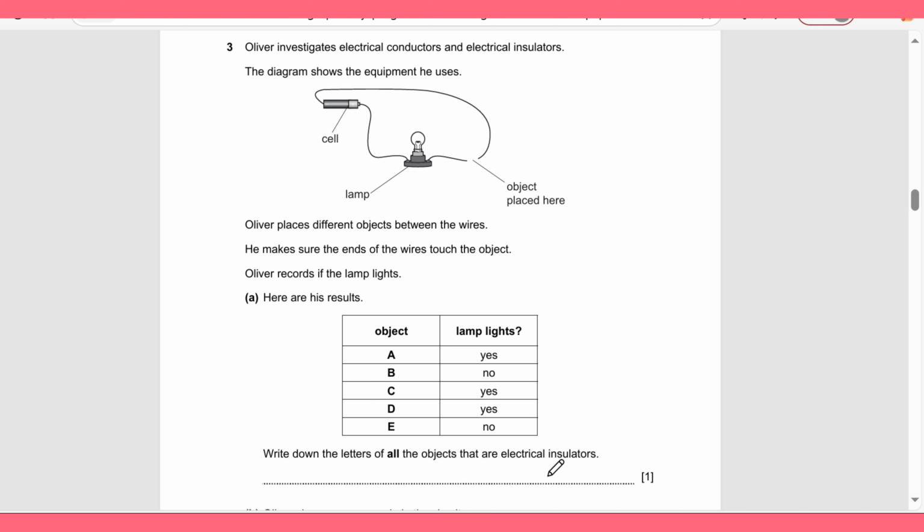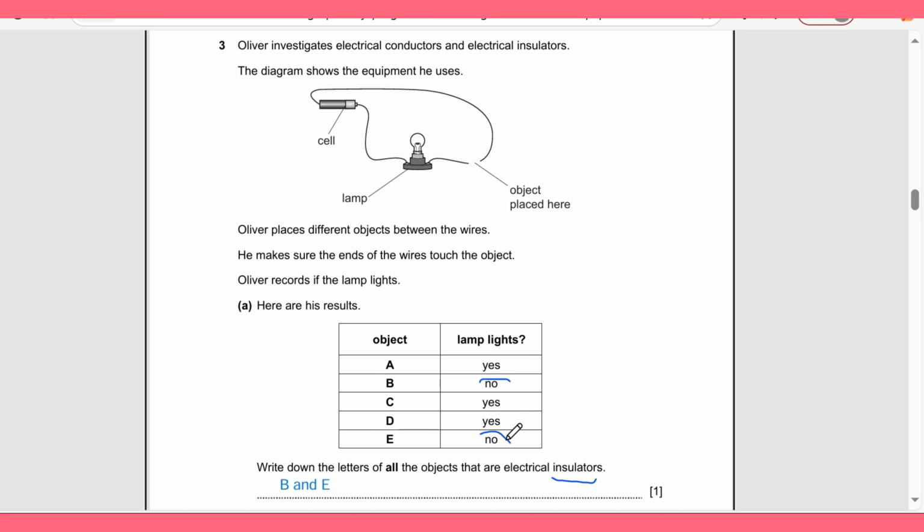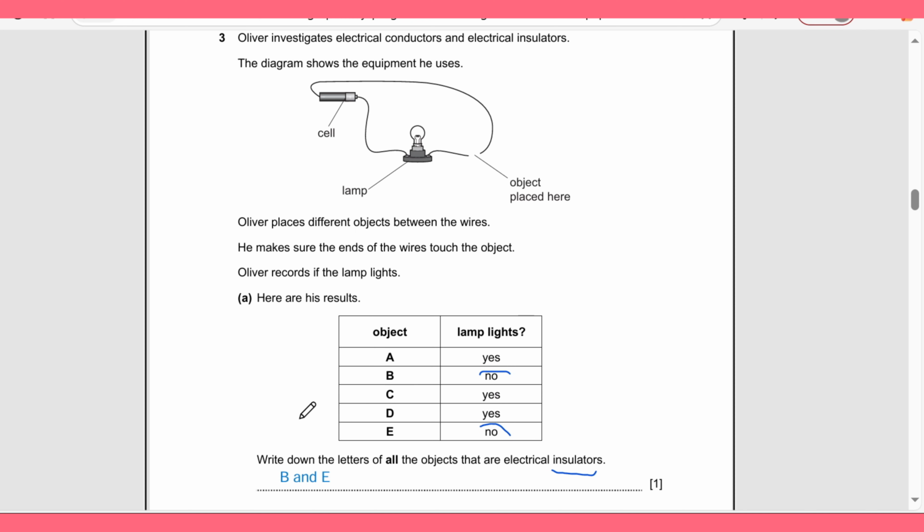Let's check out the answer, guys. So it's B and E, electrical insulators, because electrical insulators do not conduct electricity, so the lamp will not light. That's the reason we choose B and E as electrical insulators. An example of an electrical insulator is plastic, while electrical conductors can conduct electricity and the lamp will light, like metals, copper, and so on.